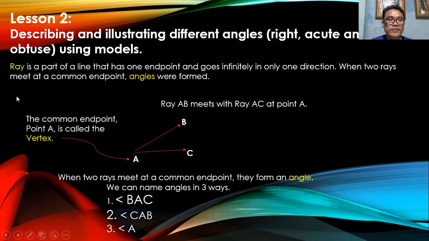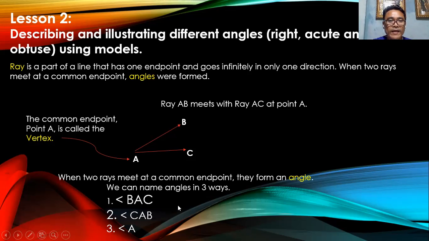When two rays meet at a common endpoint, the common endpoint here is A, angles were formed. So ray AB meets with ray AC at point A, and the figure formed is an angle. So the common endpoint, which is the point A, is called the vertex here, vertex. So when two rays meet at a common endpoint, they form an angle.